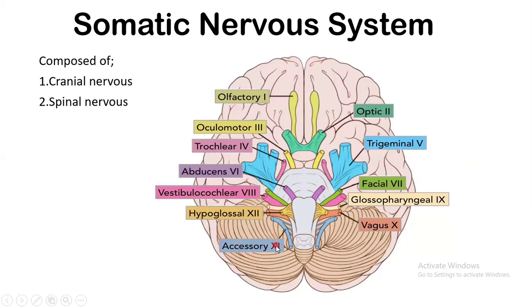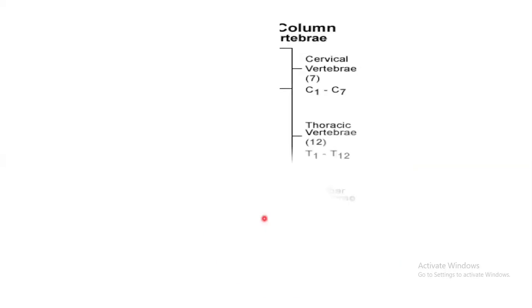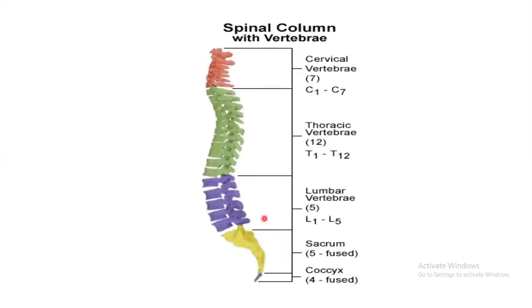And the 11th one is the accessory nerve. It's helpful for shoulder and neck movement. Then the 12th one is the hypoglossal nerve. It's the final one. It's helpful for tongue movement. Now let's move towards the spinal column. It innervates the spinal nerves. There are 31 pairs of spinal nerves. Those emerge from the spinal cord and help control motor and sensory function.